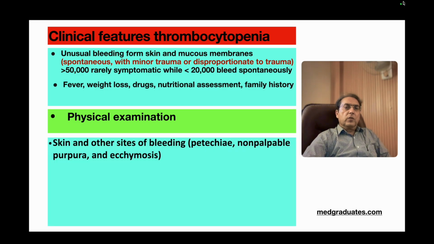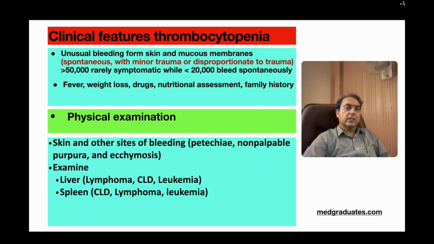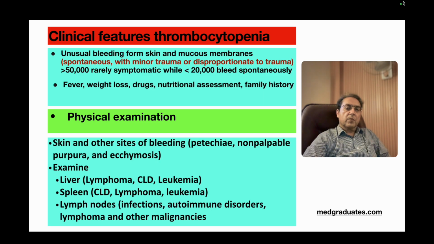Physical examination: you examine the skin and other sites of bleeding. You check for petechiae formation, non-palpable purpura, and ecchymosis. Palpable purpura is seen in vasculitic disorders. You can have a dry purpura or a wet purpura. Dry purpura is on the skin and wet purpura is on the mucous membranes. Examine for hepatomegaly. It may be lymphoma, CLD, leukemia, similarly splenomegaly in CLD, lymphomas, and leukemias. There may be enlargement of lymph nodes, for example, in infections, autoimmune disorders, lymphoma, and other malignancies. So look for the presence of these organs if there is enlargement or not.